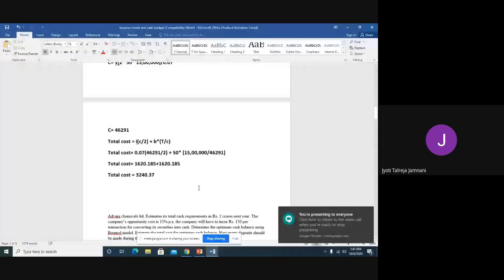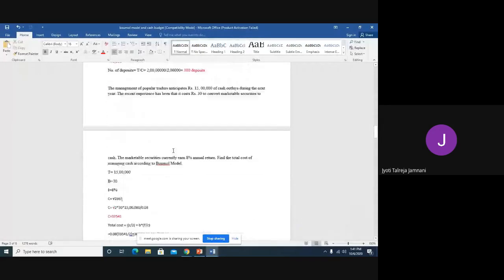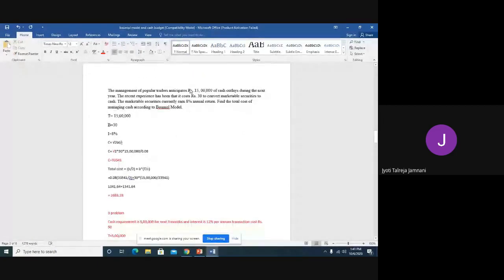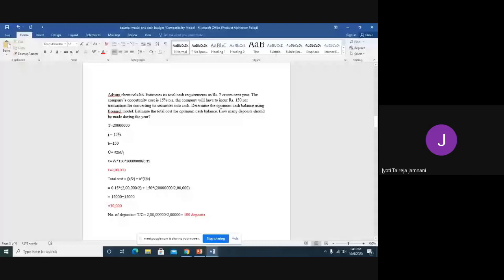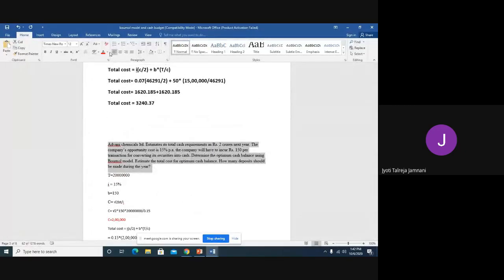This sum, Advani Chemicals, I've solved it and it's there in the video as well. And the next one is Popular Traders. This also I have solved and the video is being put. Now the only additional thing asked in this sum was how many deposits should be made during the year. So the number of deposits is nothing but the number of transactions. So you have to do T by C. Total requirement divided by C will give you the number of deposits or number of transactions. That's the only additional thing asked in these two sums, which I have explained in the video I have recorded. So I'll share that video as well as this video for your practice problems.